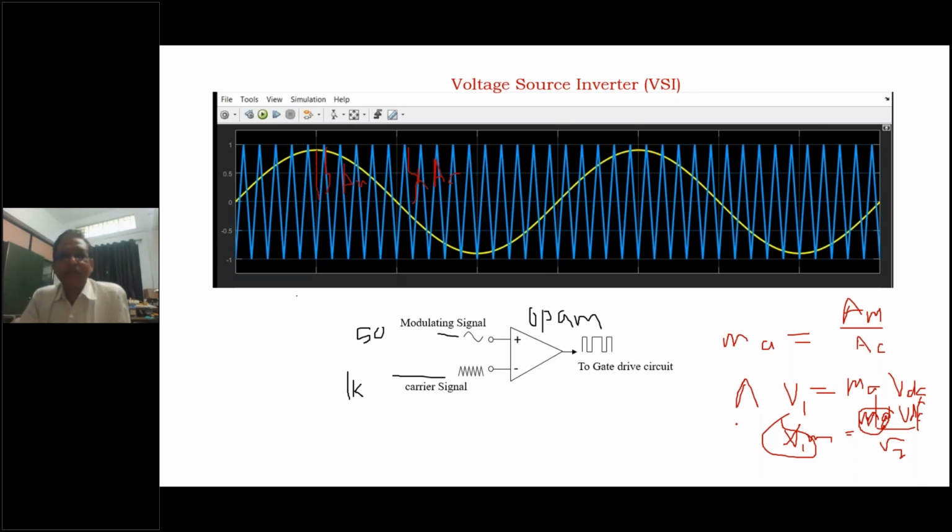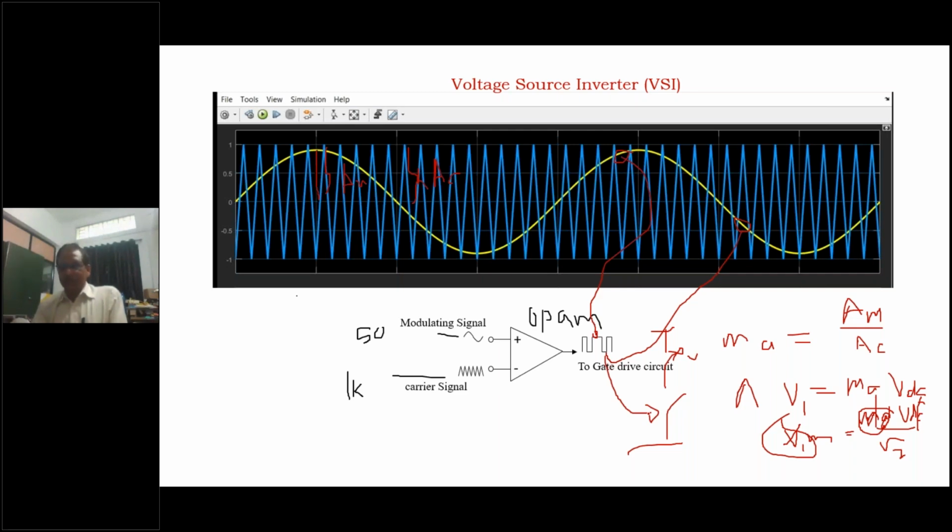It is very simple. When the modulating signal is greater than the carrier signal, that time the output is positive, the gate signal is positive. So what will happen? The upper switch in the inverter, there are two switches in each leg, will be on. And when the modulating signal is less than the carrier signal, the comparator will give 0, so the upper switch will turn off, and in that period the lower switch will be on.